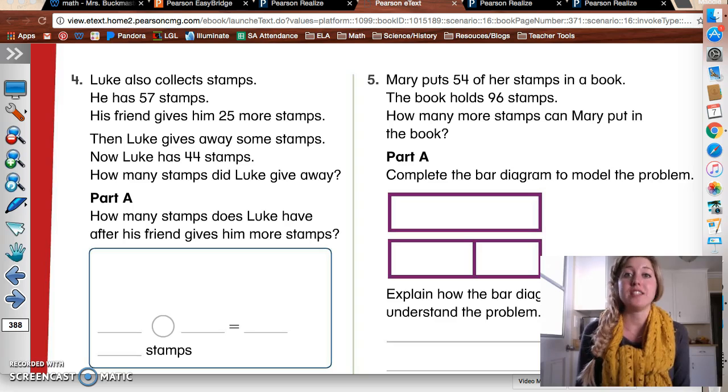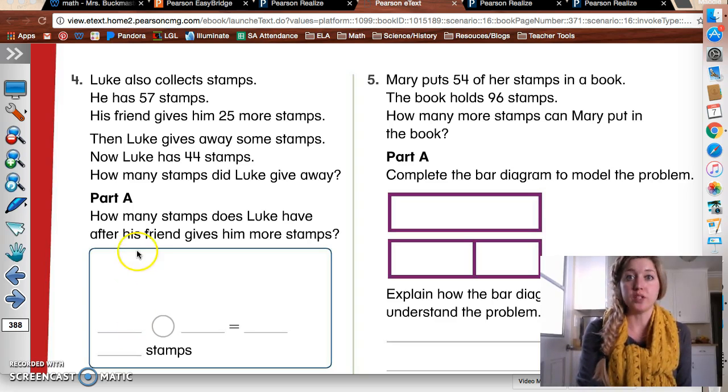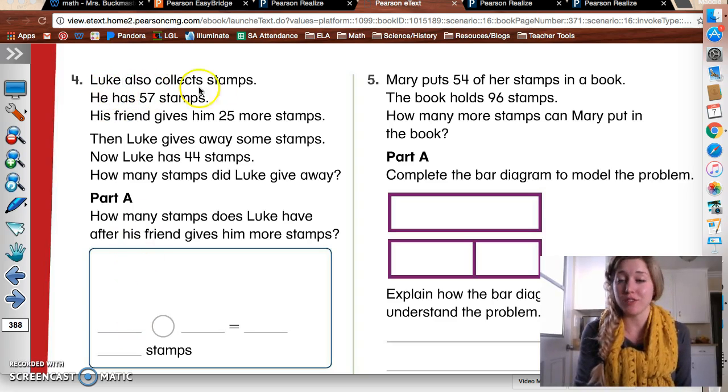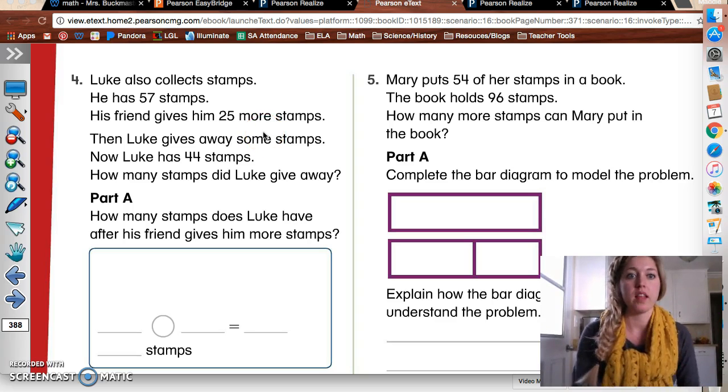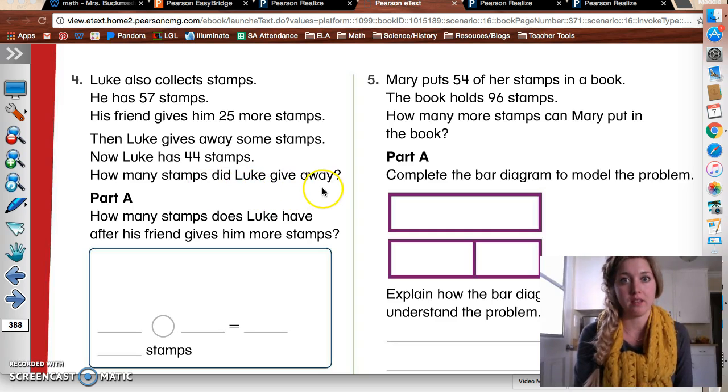Now we're moving on to a different person, Luke. It says Luke also collects stamps. He has 57 stamps. His friend gives him 25 more stamps. Then Luke gives away some stamps. Doesn't tell us how many, it just says that he gave some away. Now Luke has 44 stamps. How many stamps did Luke give away?